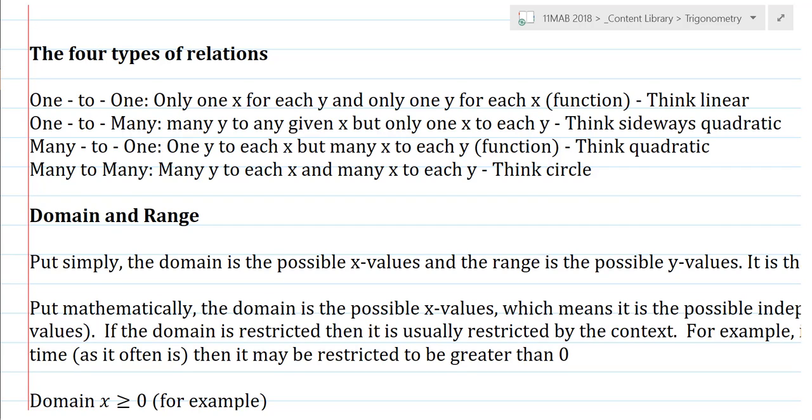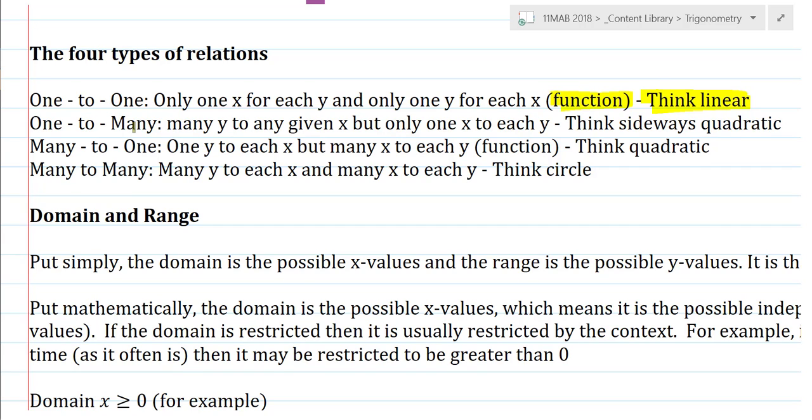A one-to-one function or a one-to-one relation is a function. So I'm in black again, so it is a function. And if it's one-to-one, it means for every x there's only one y, and for every y there's only one x. And I put here, think linear. Linear is that situation. If you go along a linear function, for every x you choose, there's only one y value that works. For every y you choose, there's only one x value. If a function is one to many, it means that there are many y values to every x. So one x to many y, which is why it's written as one to many.